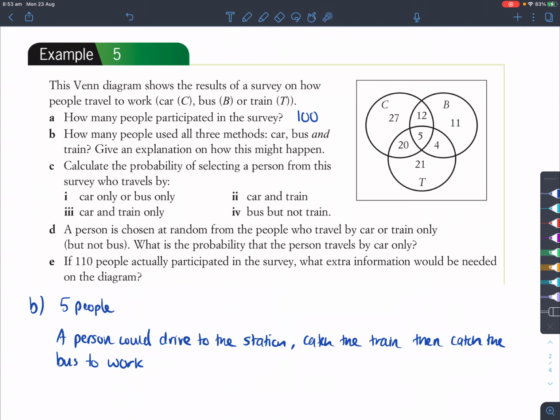The reason why some people might take all three of them is because a person could maybe drive to the station, park their car there, then catch the train to work, and then catch the bus to work from whatever station it is. Might be a central station.